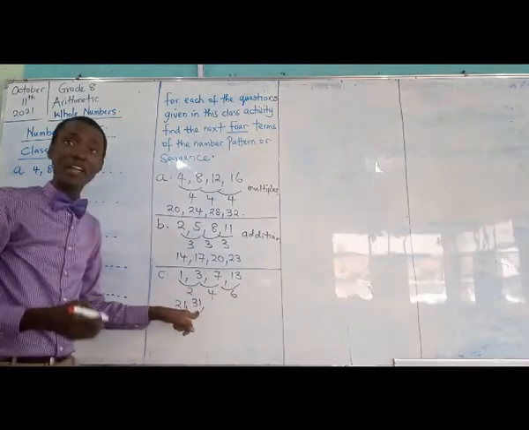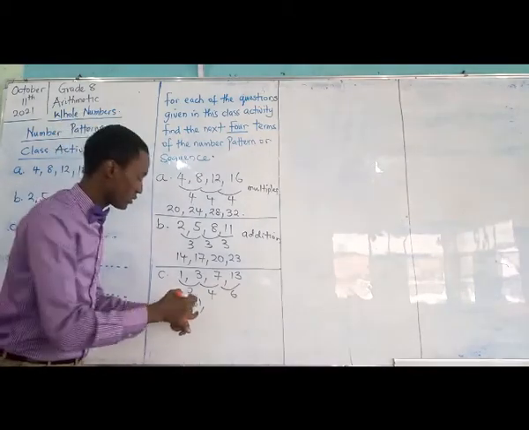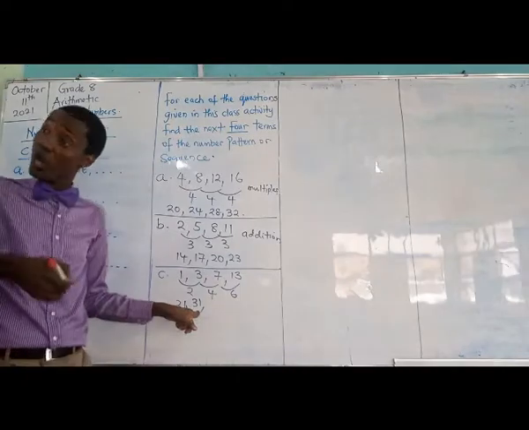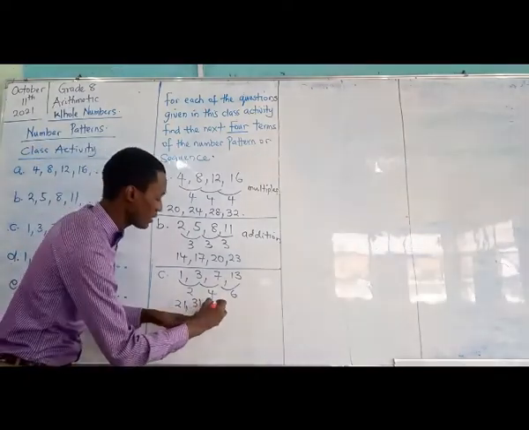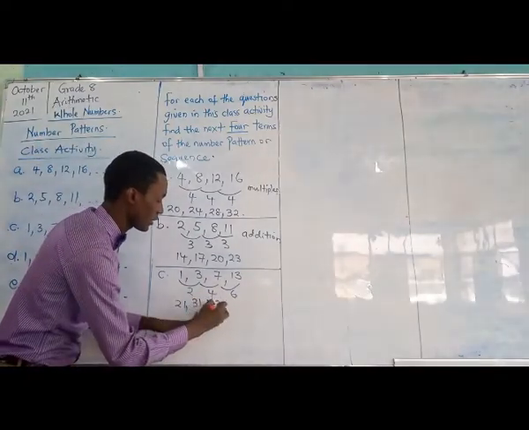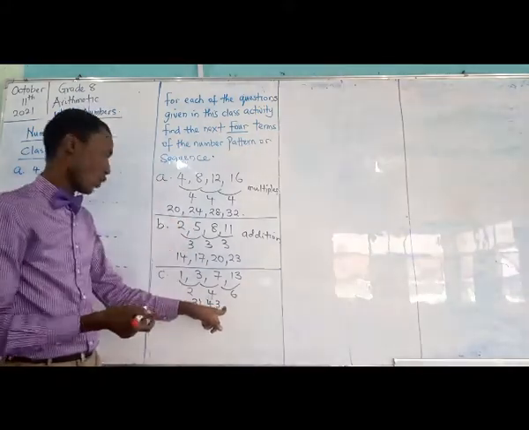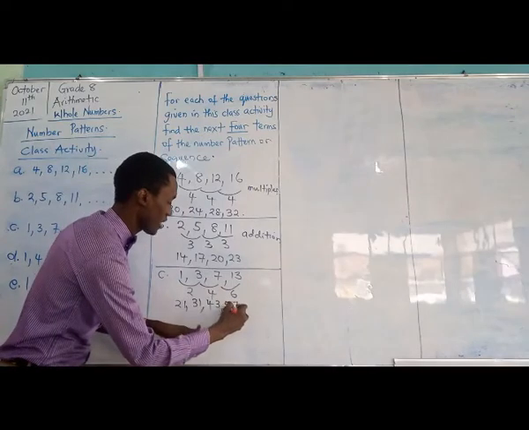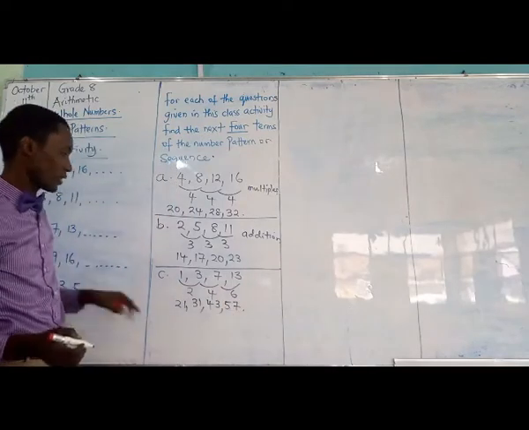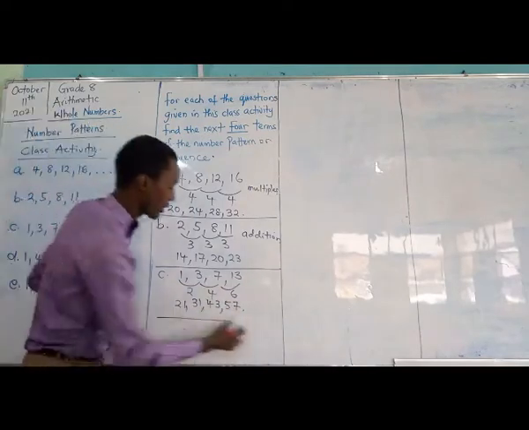The next one will now be 31. After 10, I'll add what? 12. And that will give me 43. After 12, I'll add what? 14. That will give me 57. Oh, we did that right. Okay, fine. So this settles this one.